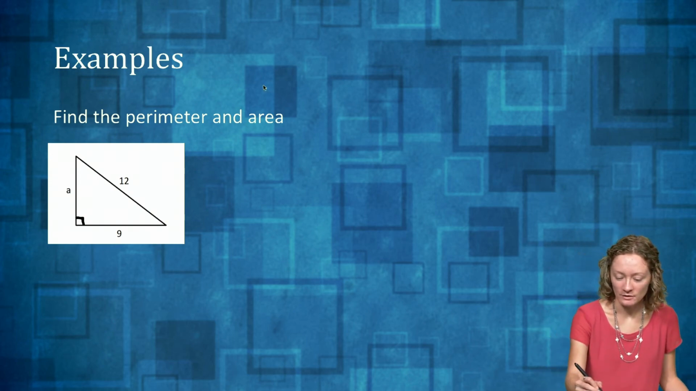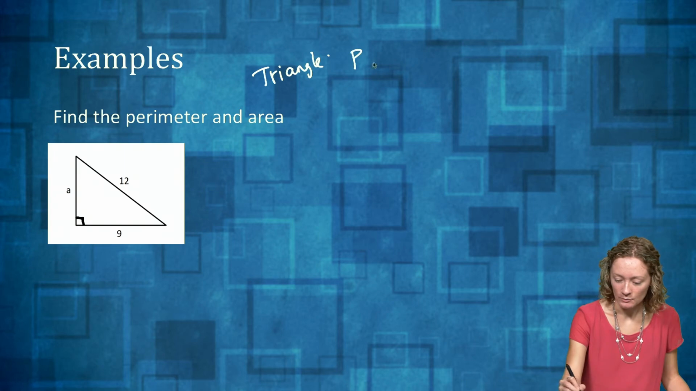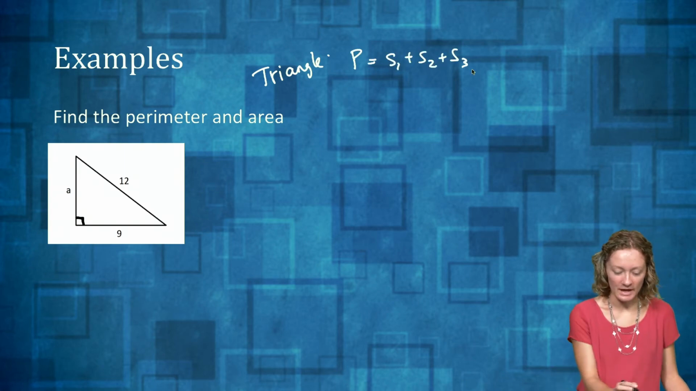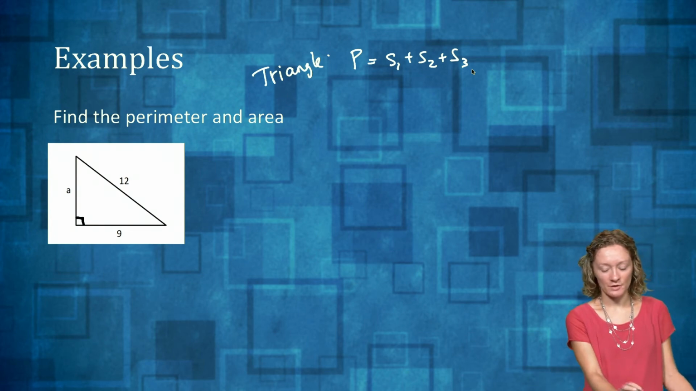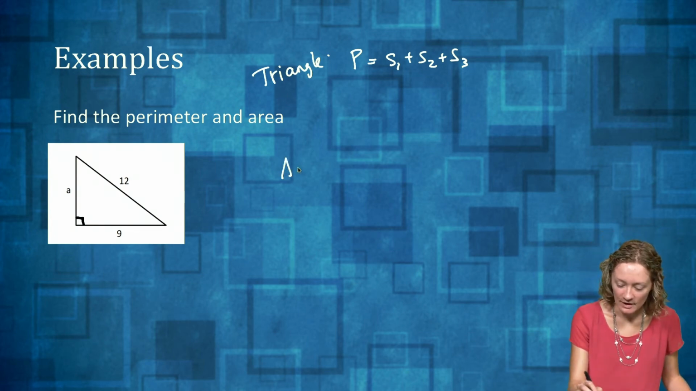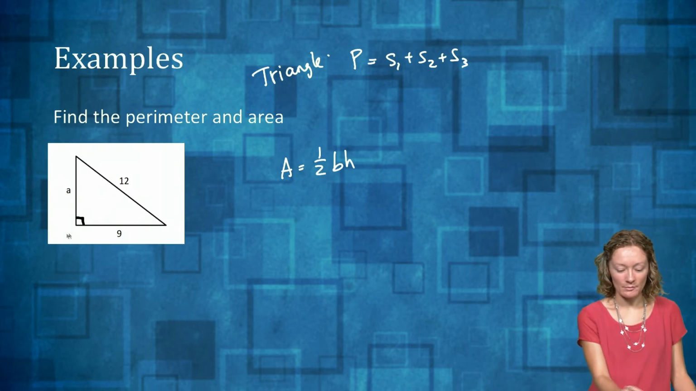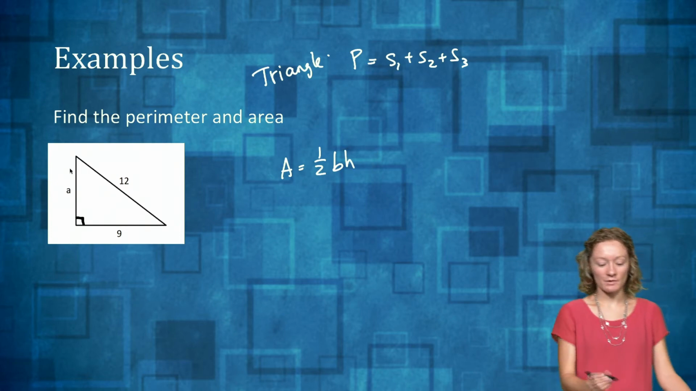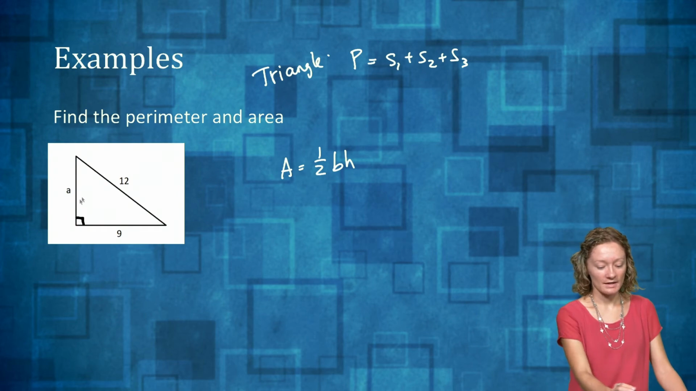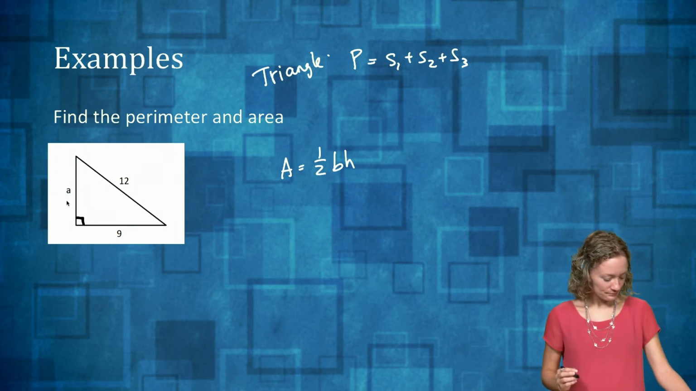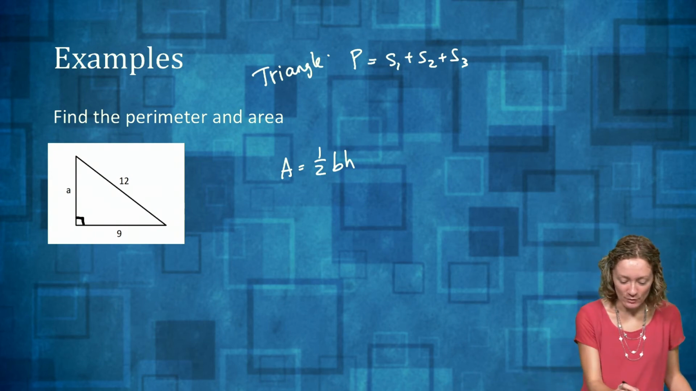Okay, so how can we find perimeter and area? We have a triangle, so let's list the formulas. Perimeter is side 1 plus side 2 plus side 3. We can't do that yet because we don't have the third side. And then the area is 1/2 base times height. We have a base, but we don't have a height. So how can we find this third missing side in the triangle? Well, we can use Pythagorean theorem. We have a right triangle, so we can find the third side using Pythagorean theorem.